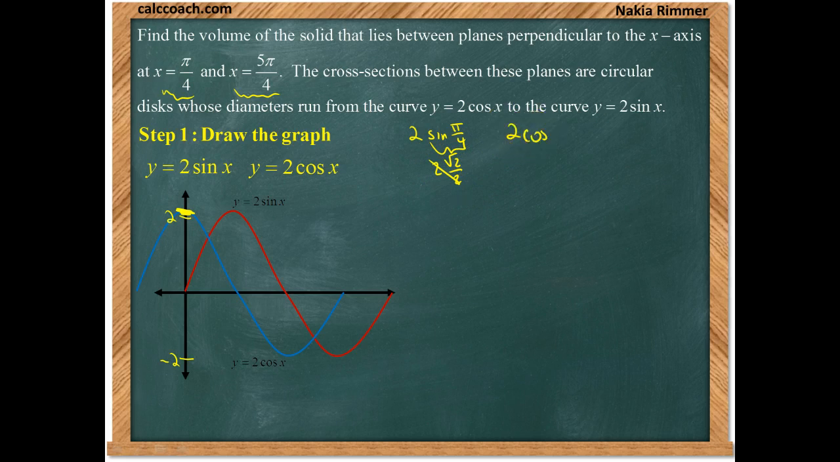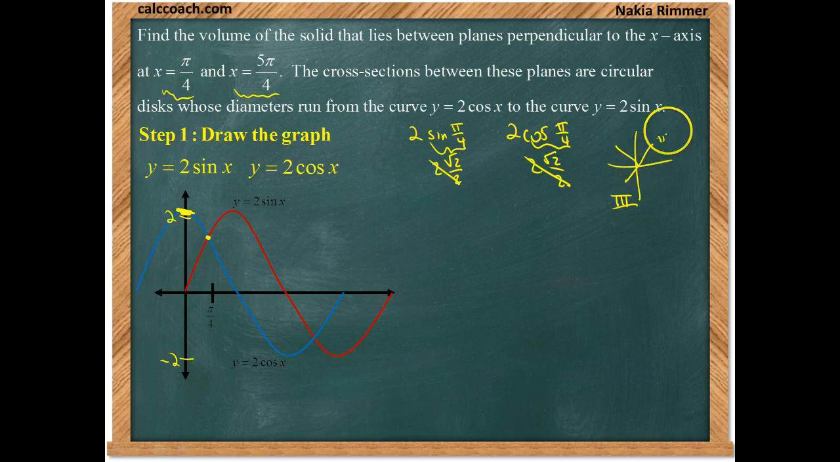But then twice the cosine of pi over 4 would be the same thing. Sine and cosine of pi over 4 are the same. And so this is where the curves intersect when x is pi over 4. Well, no different for 5 pi over 4. They'll also intersect there. 5 pi over 4 is in the third quadrant.